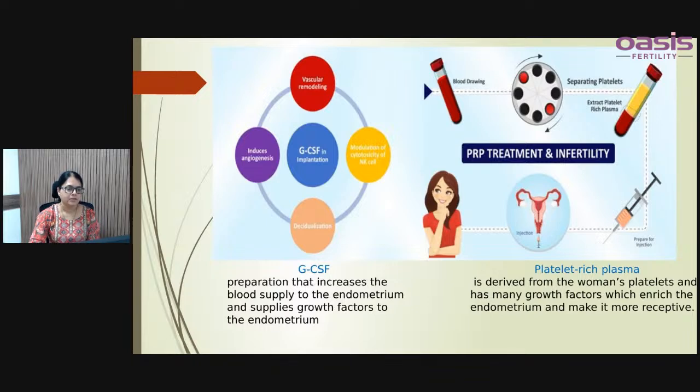And platelet-rich plasma, it is derived from the woman's platelets, and it has many growth factors, which enrich the endometrium and make it more receptive. So this is also known, in short, as PRP. It can be given sometimes even by hysteroscopic subendometrial injections, or in the form of a flush. So these GCSF and PRP instillation both have been seen to increase the thickness of the endometrium.